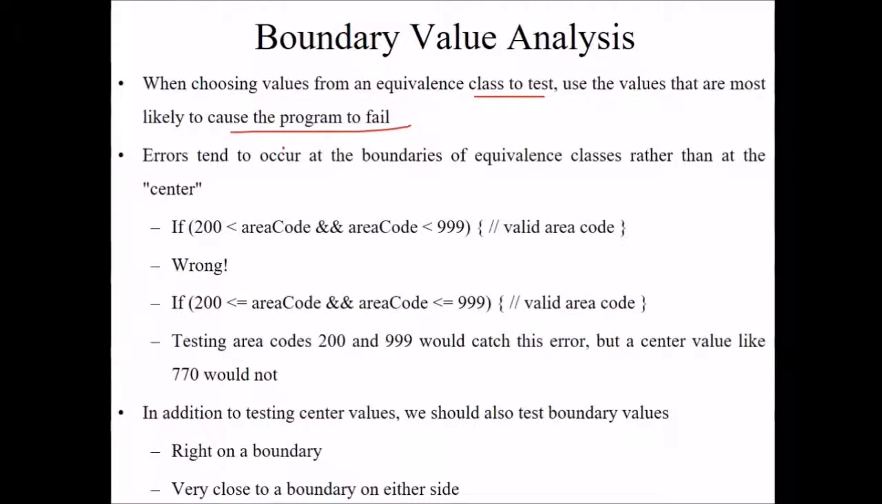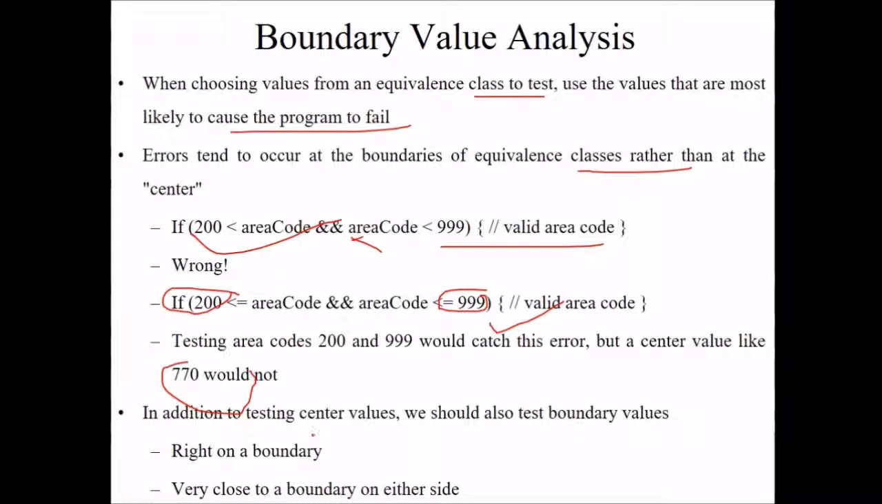So errors tend to occur at the boundaries of equivalence classes rather than at the center. So if this is the first, you have to see whether the valid area code is there or not. So this is not a valid area code. This is the valid area code. Now what you have to do, you have to check at these points, 299. Checking at 770 will not give you a proper idea. Though 770 is also important, you check on the boundary, because this is where the program fails.